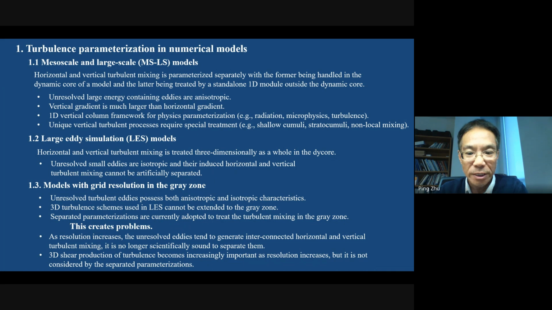First, as the resolution increases, the unresolved eddies tend to generate interconnected horizontal and vertical turbulent mixing. It is no longer scientifically sound to separate them. Second, the 3D shear production of turbulence becomes increasingly important as the resolution increases, but it is not considered in separate parameterizations.